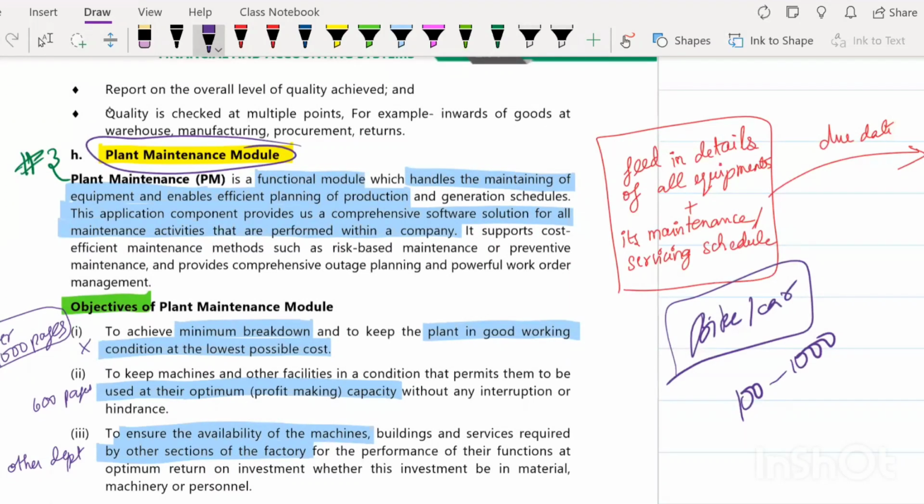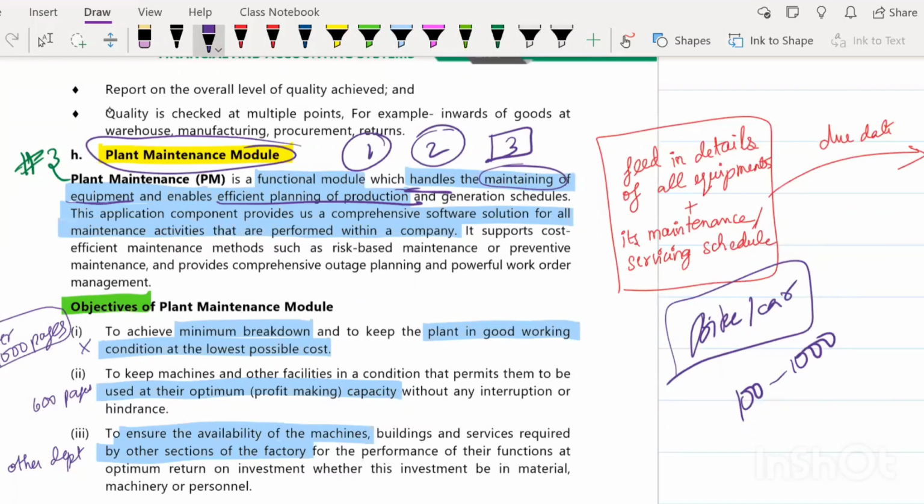So in the plant maintenance module, what you basically do is you take care of and handle the maintaining of equipment, and also you efficiently plan the production. Why efficiently plan production? Because if you know that there is machine number one, machine number two, and machine number three, and machine number three is going to get serviced tomorrow, and you will only have two machines to produce the products, only two machines will be available for production purposes.